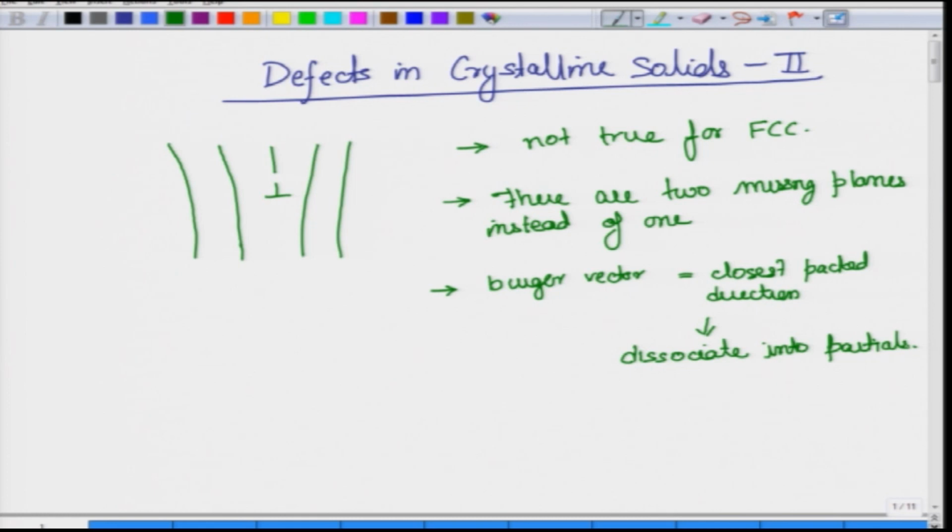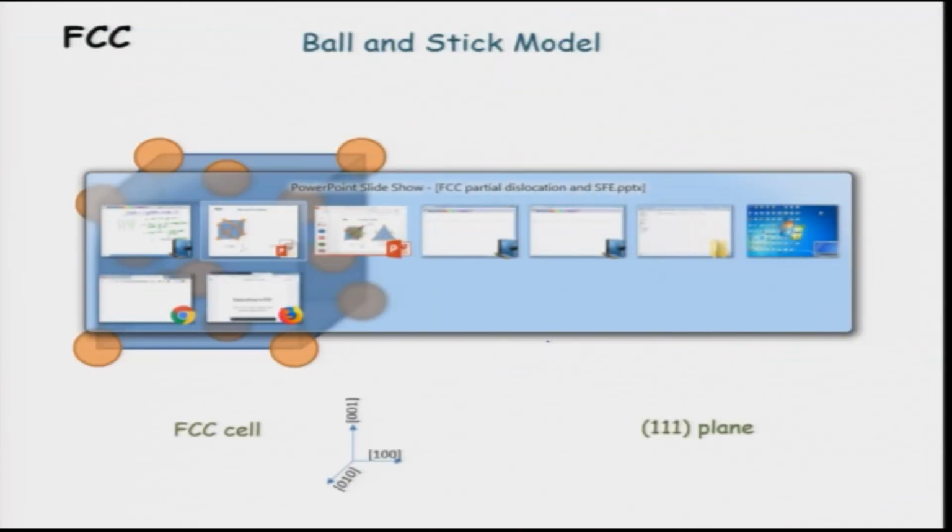So, the two important things we want to look at are, one, that there are two planes instead of one when we talk about the extra half plane or the missing plane, and two, that the dislocation can dissociate into partials. With this in view, I have prepared a very nice PPT which will give you a good understanding of how there are two missing planes and how the dislocation can dissociate into partials. So, let us look at this.